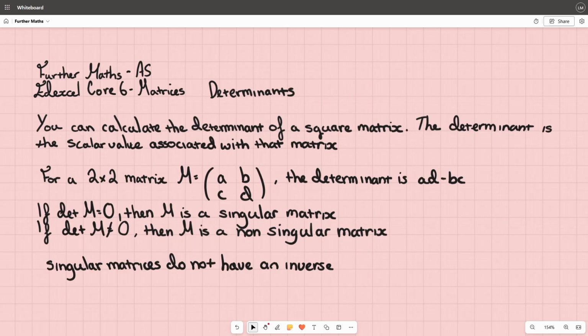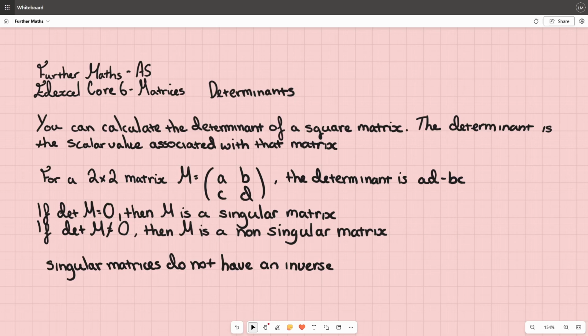Okay, so now I'm going to be talking about determinants. So you can calculate the determinant of a square matrix. The determinant is the scalar value associated with that matrix. So for a 2 by 2 matrix, M equals A, B, C, D, the determinant is AD minus BC. If the determinant of M is equal to 0, then M is a singular matrix. Whereas if the determinant of M does not equal 0, then M is a non-singular matrix. And a singular matrix means it does not have an inverse.